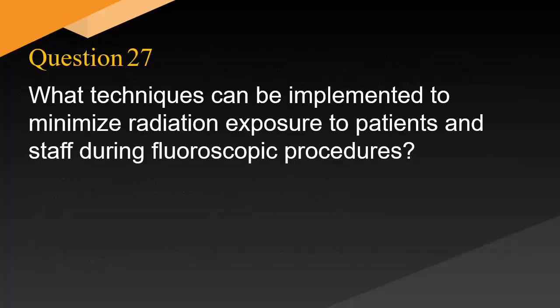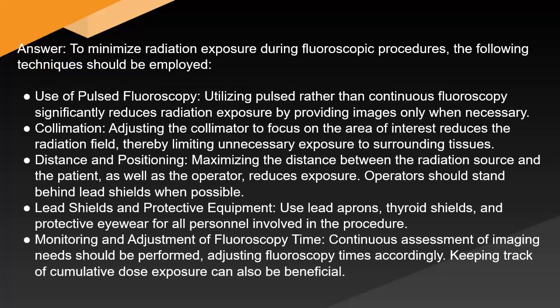What techniques can be implemented to minimize radiation exposure to patients and staff during fluoroscopic procedures? Answer: to minimize radiation exposure during fluoroscopic procedures, the following techniques should be employed. Use of pulse fluoroscopy. Utilizing pulse rather than continuous fluoroscopy significantly reduces radiation exposure by providing images only when necessary. Collimation. Adjusting the collimator to focus on the area of interest reduces the radiation field, thereby limiting unnecessary exposure to surrounding tissues.